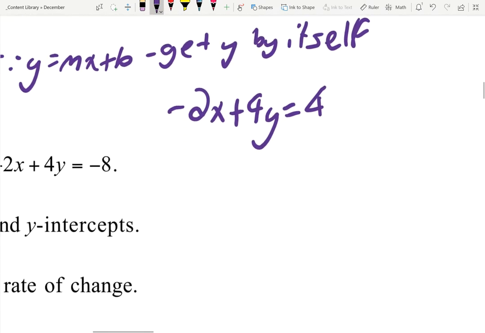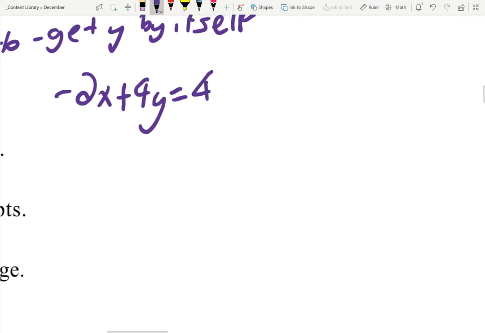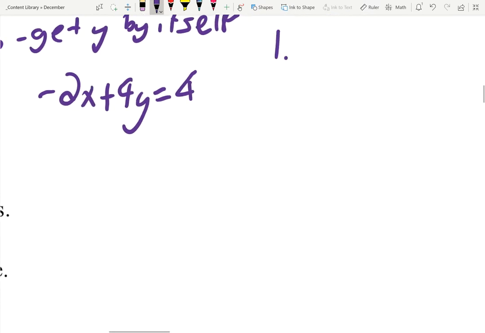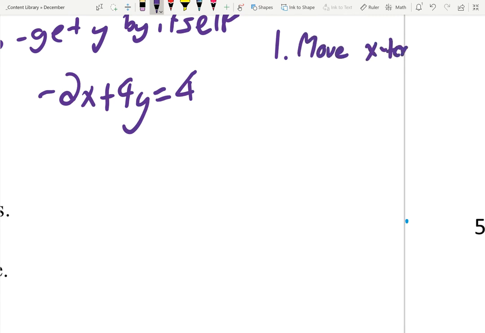So there's a two-step process in order to get this y by itself. So step 1, and again, do this on tomorrow's quiz, okay? Step 1 is move the x term. Right? So let me tell you what I mean by that.